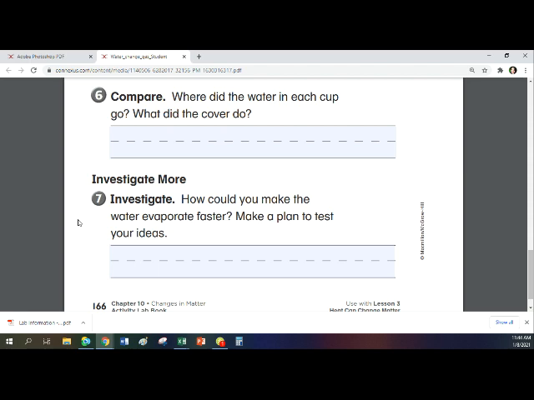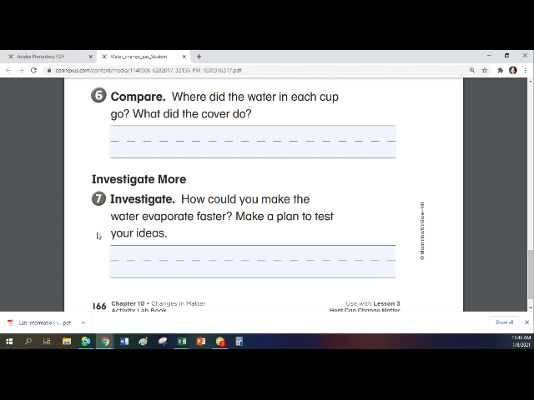All right, and then the last part, number 7, investigate. How could you make the water evaporate faster? So if you were doing this experiment again, how could you change something? Make a plan to test your ideas. So what would you change and how would you do a different experiment or an extra part of this experiment to make the water evaporate even faster?